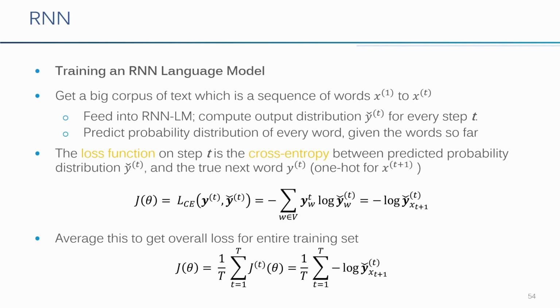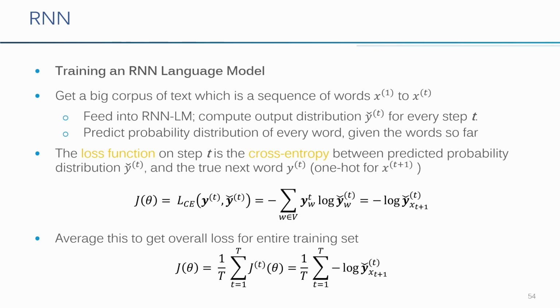So how do we train an RNN language model, or RNN-LM for short? We get a big corpus of text, which is a sequence of words from 1 to T, and then we feed this into a recurrent neural network and compute the output distribution, or our prediction, for every step, or for every word. And then we predict the probability distribution of every word given the words so far. So pretty much we're just doing language modeling over and over again, but now with this new architecture, right?